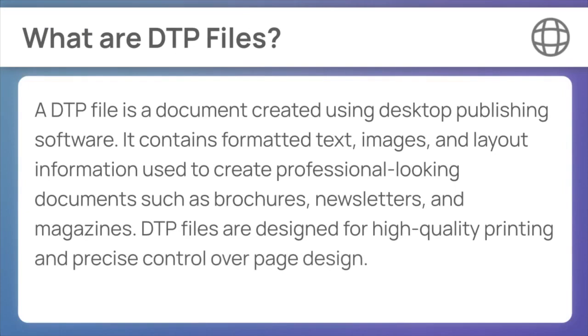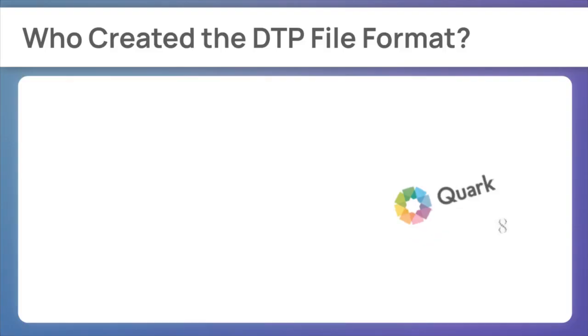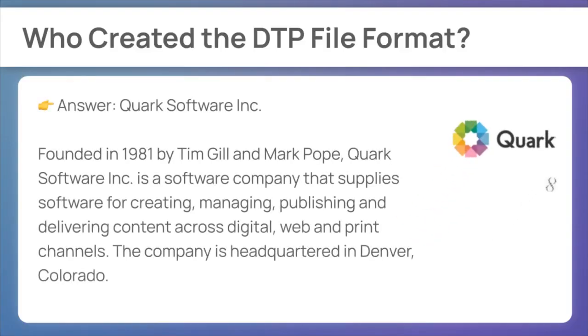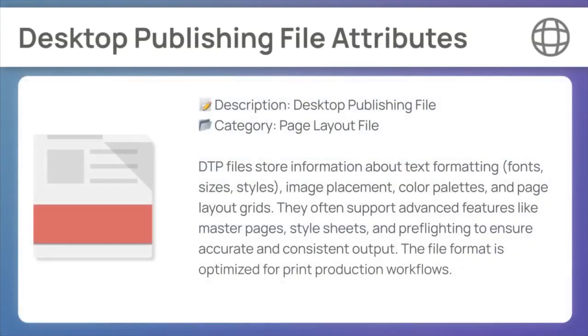A DTP file is a document created using desktop publishing software. It contains formatted text, images, and layout information used to create professional-looking documents, such as brochures, newsletters, and magazines. DTP files are designed for high-quality printing and precise control over page design. DTP files store information about text formatting, fonts, sizes, styles, image placement, color palettes, and page layout grids. They often support advanced features like master pages, style sheets, and preflighting to ensure accurate and consistent output. The file format is optimized for print production workflows.